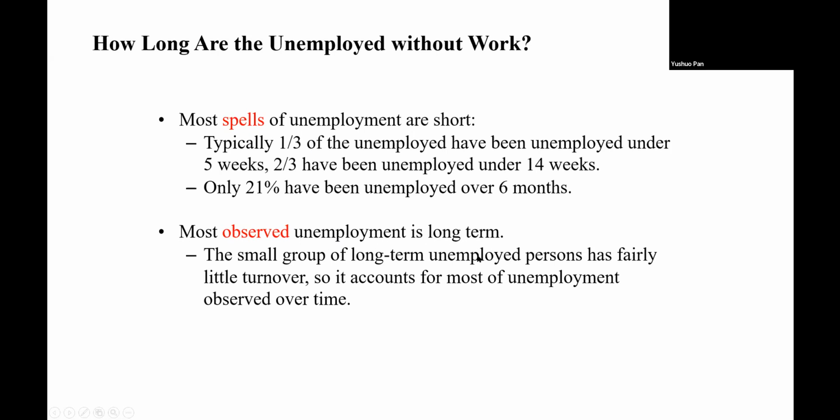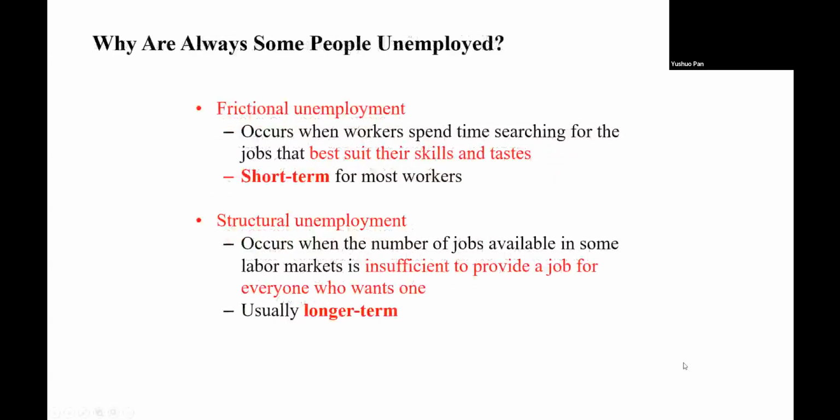All right, so you should remember my example and remember these two sentences. How to understand these two sentences? Use my example. Again, these two terms are also very important terms in this chapter for unemployment rate. Why are there always some people unemployed? So two terms. First is the frictional unemployment rate. That occurs when workers spend time searching for the job that best suits their skills and tastes.